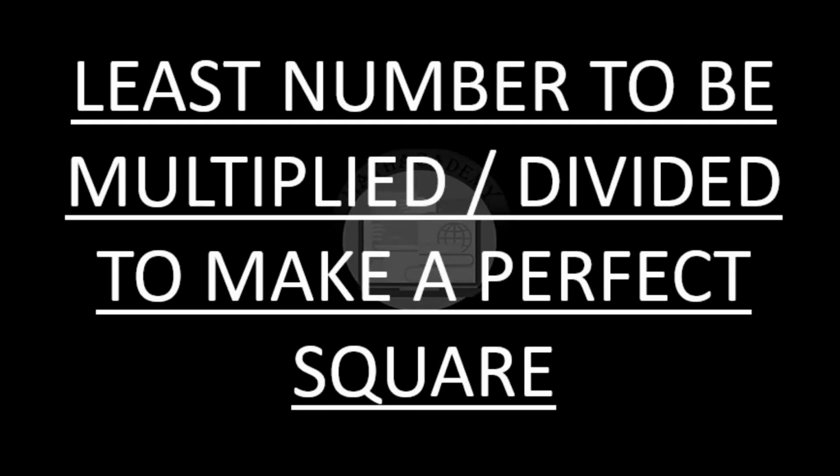Hi, in our previous videos we have seen how we use the prime factorization technique to determine the square root of a number and also to determine whether a given number is a perfect square number or not. In this video we will see that if a given number is not a perfect square number, then how do we determine the smallest number which we can either multiply or divide the given number by to make it a perfect square number. Let us learn this through examples.